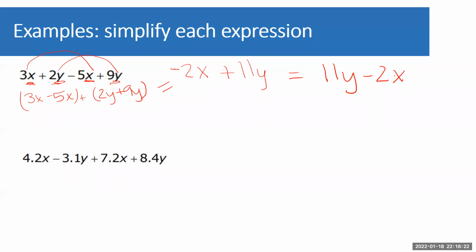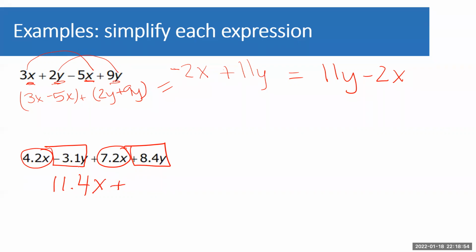Another example, 4.2x minus 3.1y plus 7.2x plus 8.4y. So I'm going to put circles around our x terms, and I'm going to put squares around our y terms. So we have 4.2x and 7.2x. So what is that going to give us? I'm doing math in my head, guys. Remember, that's tricky. 11.4x.